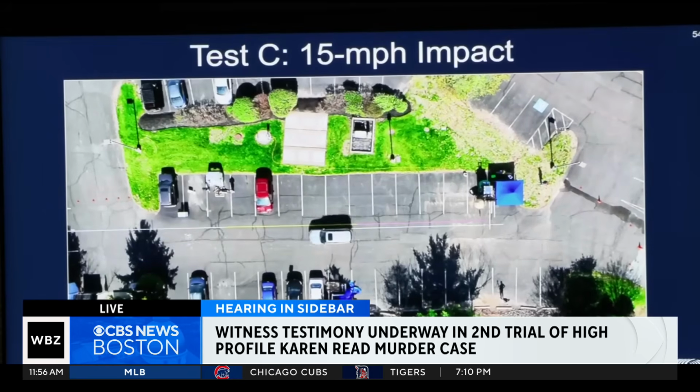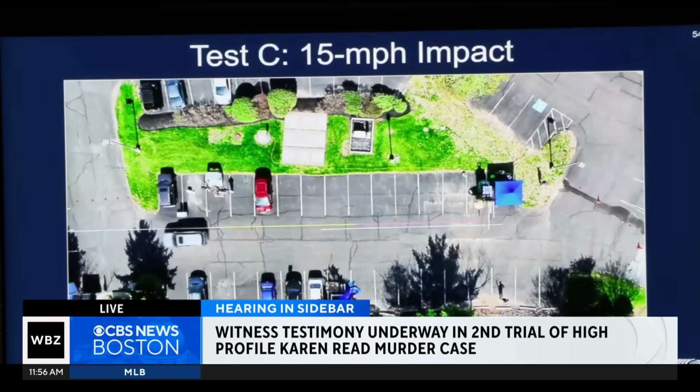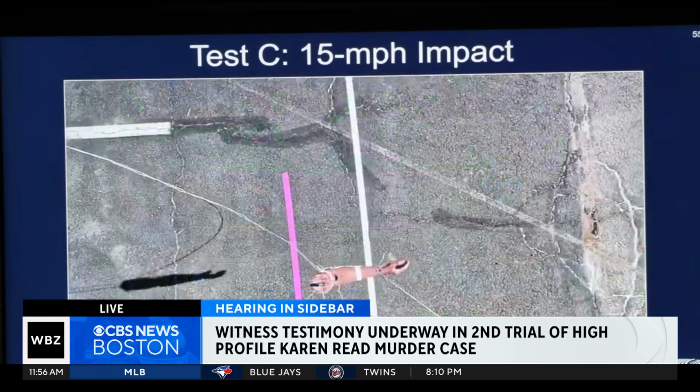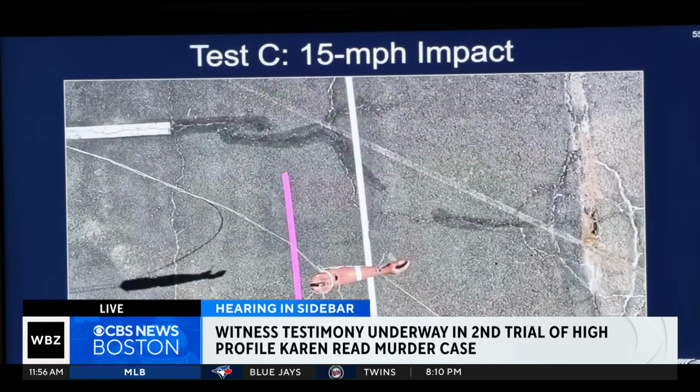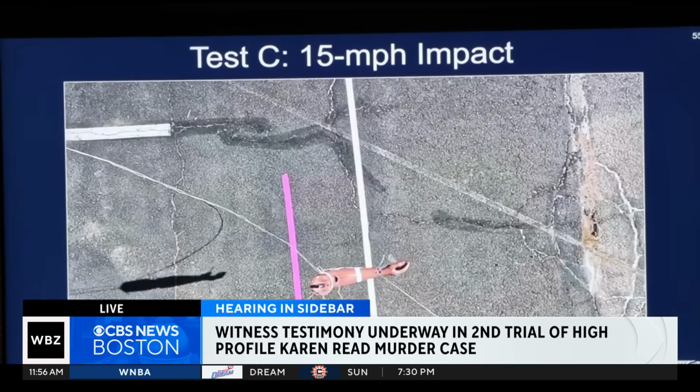Dr. Wolfe, is that in real time or slowed down, sped up? This is in real time. Okay. Next video, please. What is this? This is a camera that was mounted on top of the forklift that was suspending the arm.